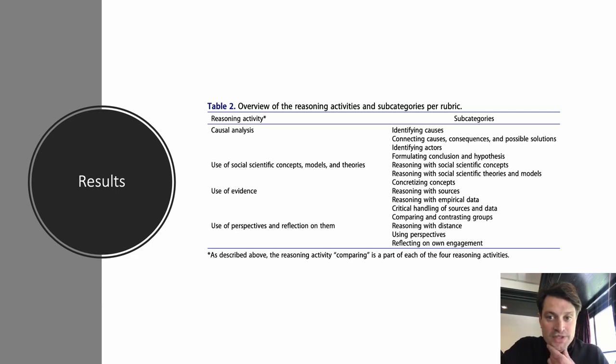Let's focus on the results of this study. We developed rubrics for social scientific reasoning based on feedback from focus groups. The rubrics consist of 3 main categories: describing, explaining, and solving social problems. Each category is further divided into subcategories to make the reasoning skills more concrete. For example, comparing different causes of perspective is one subcategory. Here you can see in Table 1 an overview of the reasoning activities and subcategories per rubric.